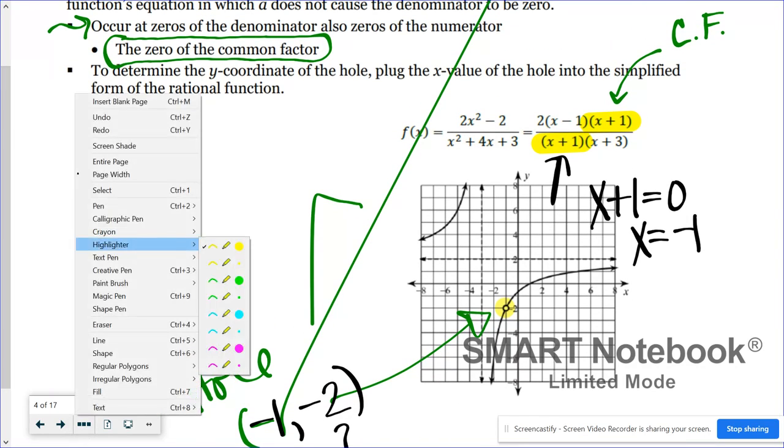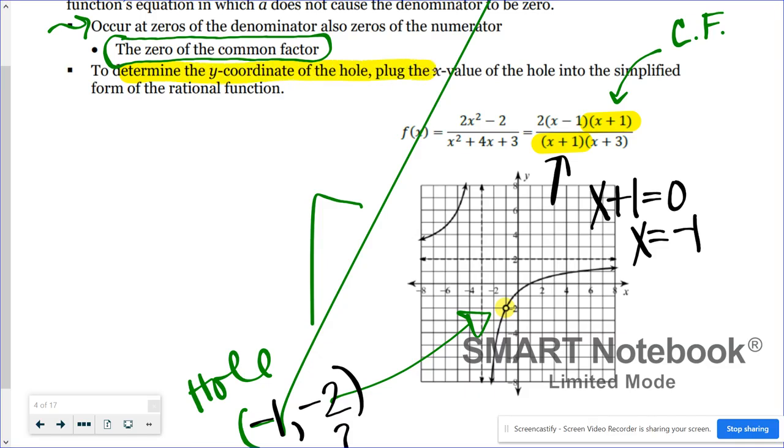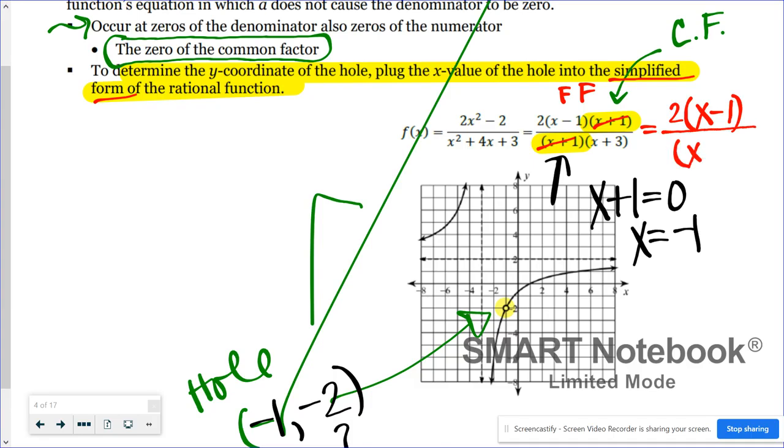It says right here that I can find the y coordinate of the hole by plugging the x value of the hole into the simplified form of the rational function. So it's the simplified form they speak of. If I look at my factored form, right here, and take out those common factors, what I'm left with is 2 times the quantity x minus 1 on top, and on the bottom, I have x plus 3. And this is the simplified form.